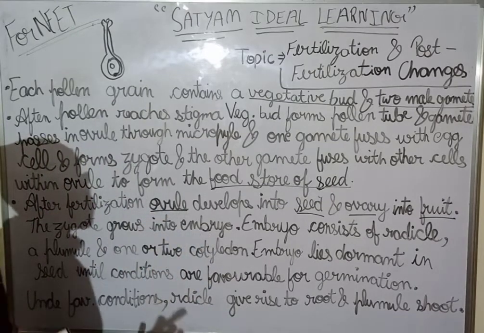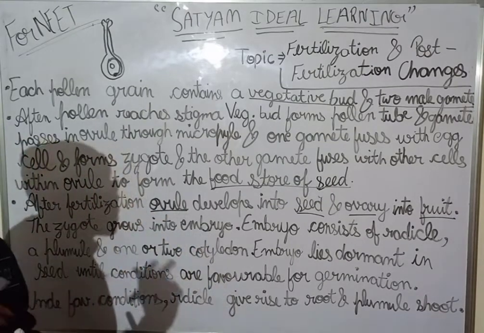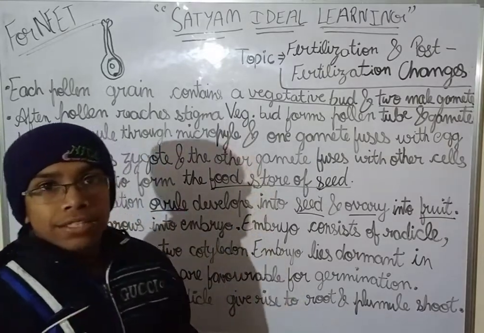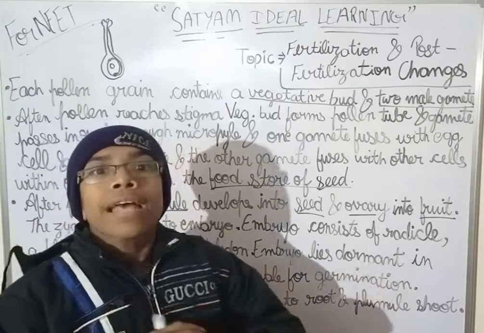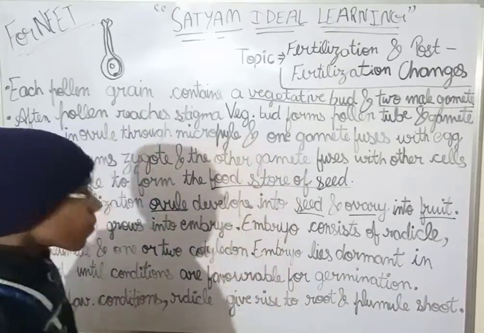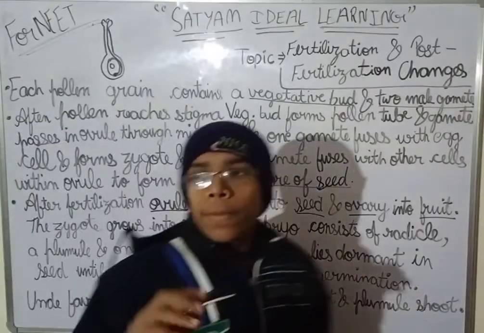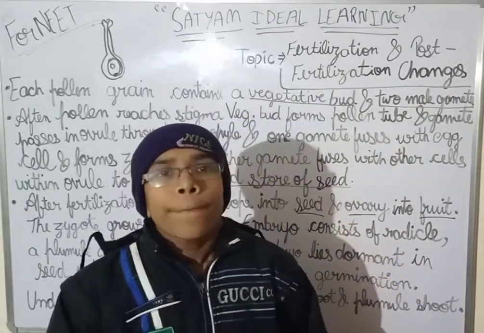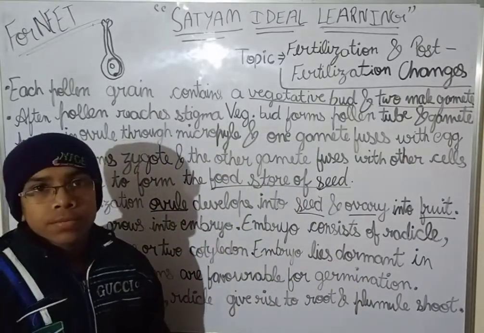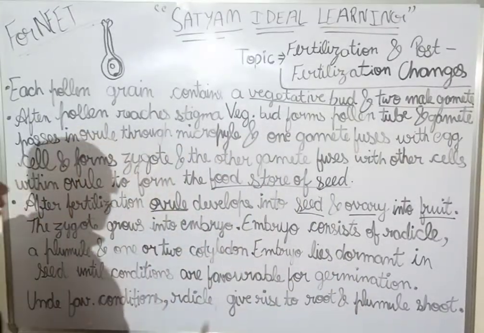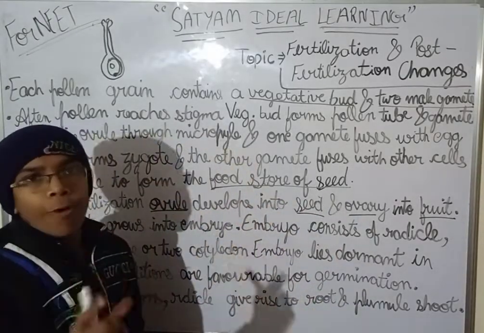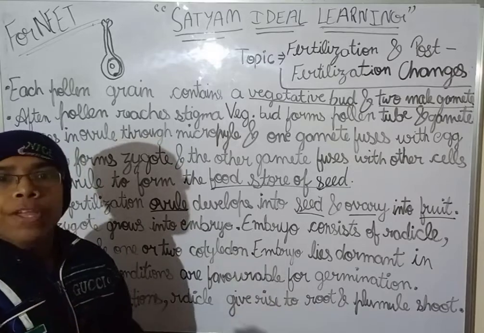Now the zygote will form the embryo, but the embryo is in the dormant stage, guys. Dormant means it is inactive. Do you know what happens if a fruit doesn't ripen? First of all, I have to tell you that the fruit has been formed, the seed also has been formed, and the embryo has also been formed.